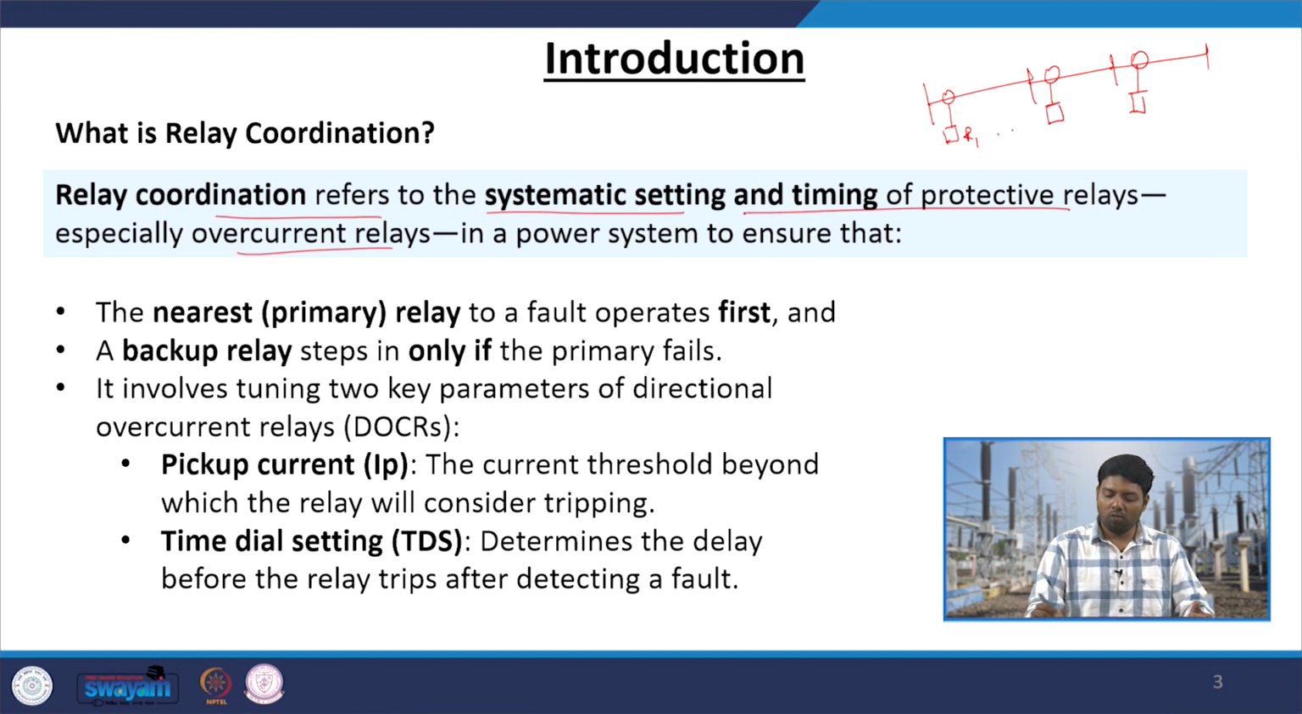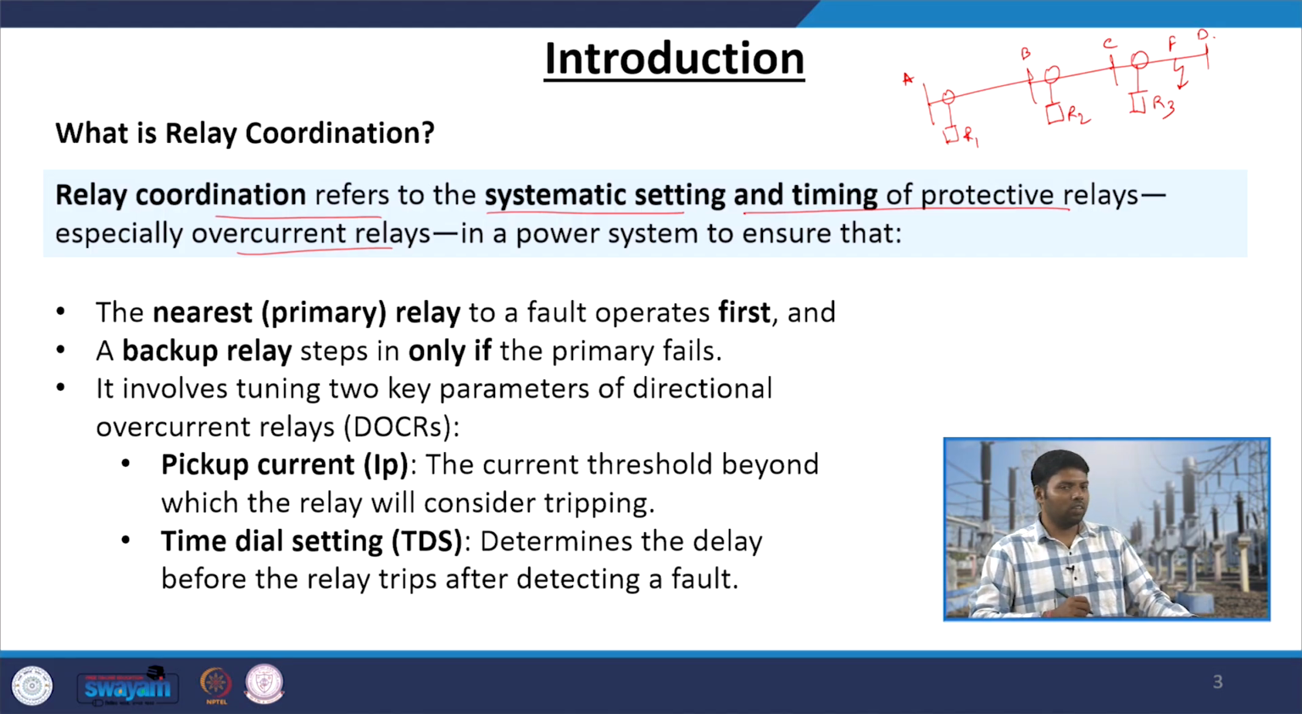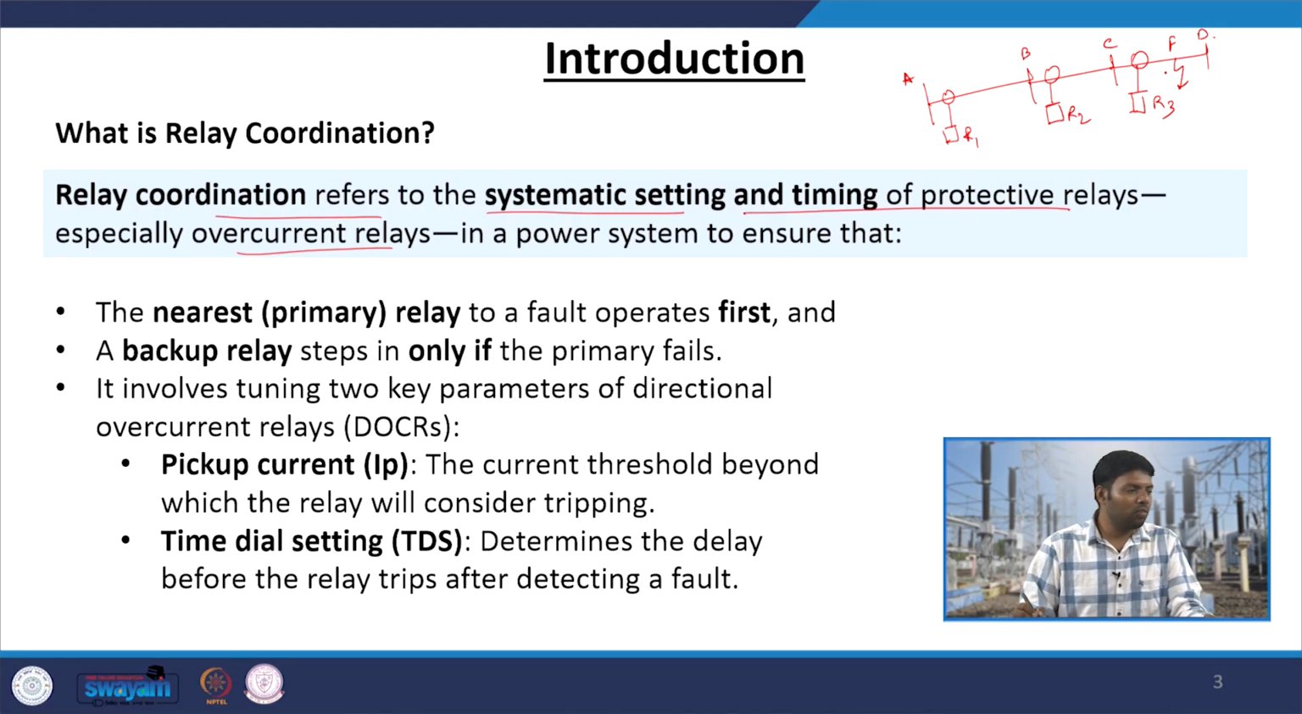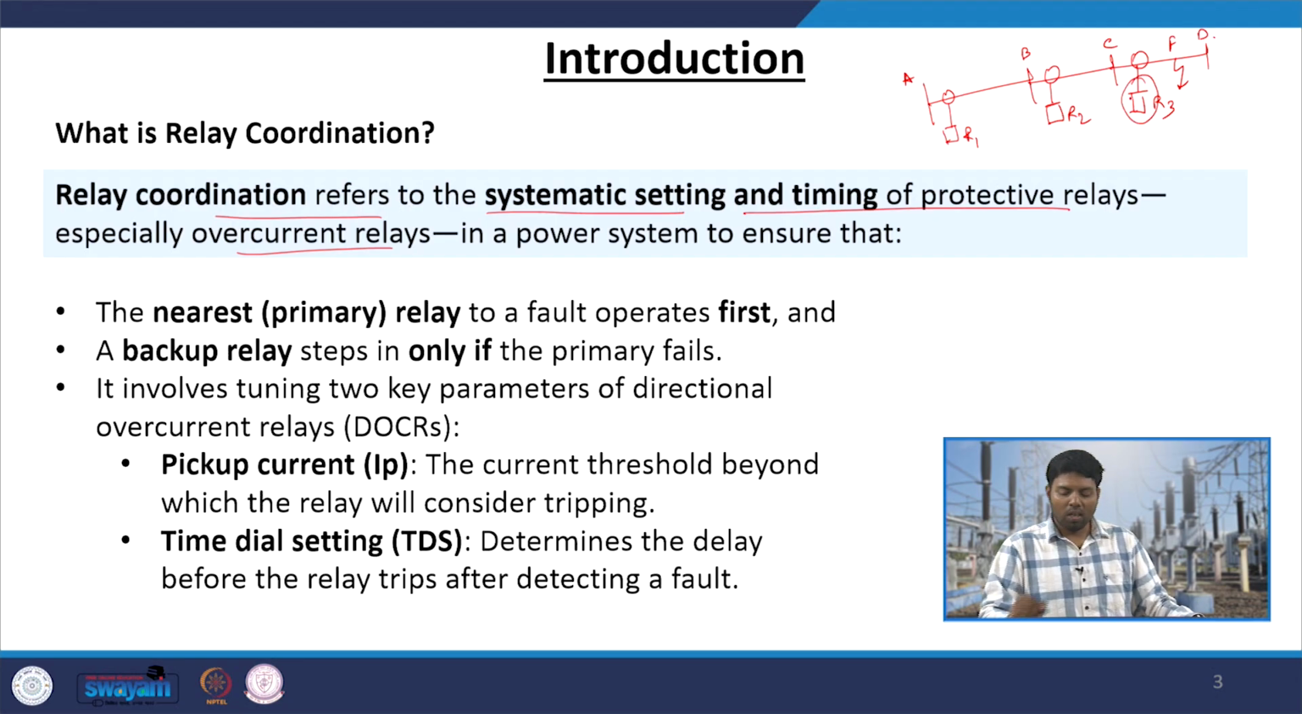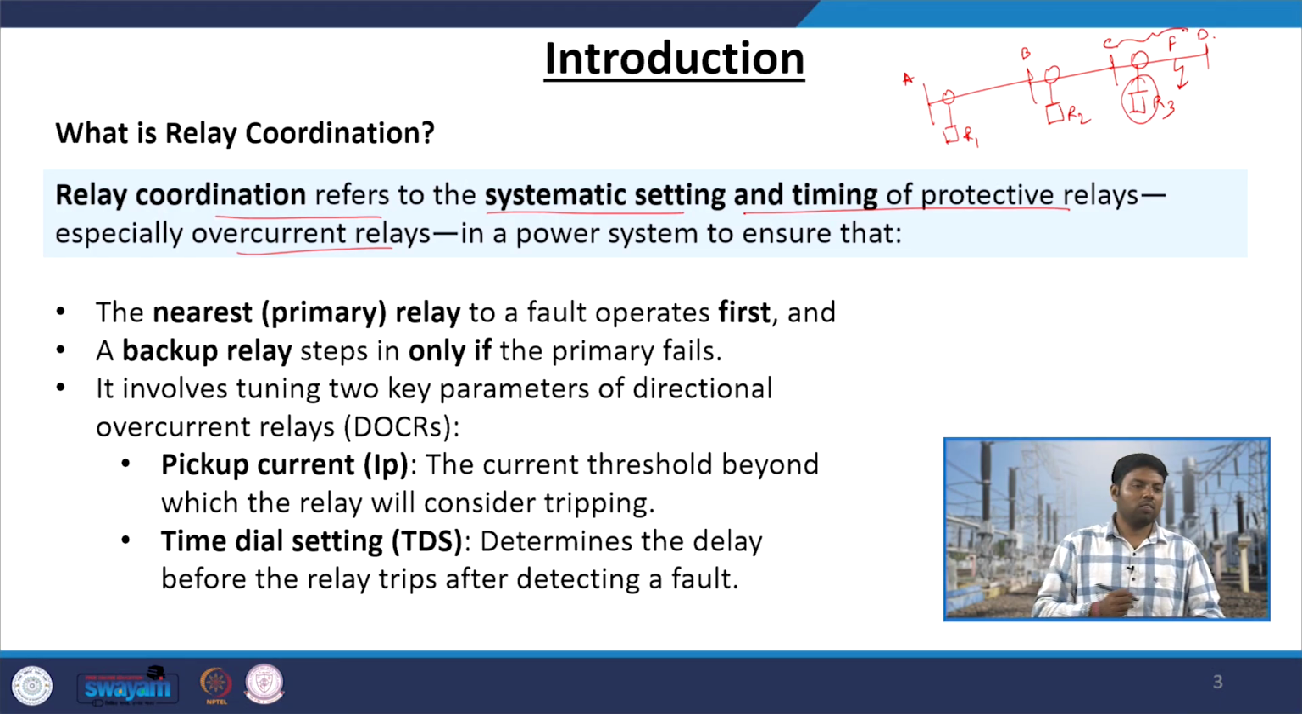Let us say this is R1, this is R2, this is R3. Now, if a fault occurs, let us say this is section AB, section BC and section CD. If a fault occurred in the CD section, what is the nearest relay which can disconnect the fault from the system? That is your R3. So, R3 will be the primary relay for this fault, and the operation of R3 only will disconnect the CD section from the electrical circuit.